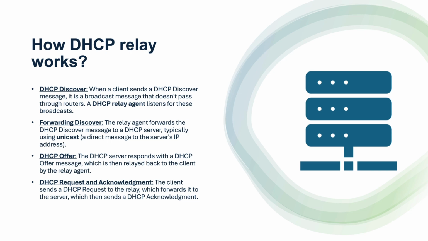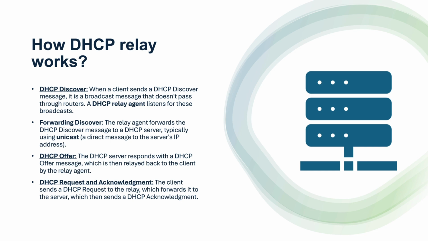Now next, DHCP offer. This message is from server to DHCP relay agent, which is sent or relayed to the client by the DHCP relay agent. Now next, DHCP request and acknowledgement. In this, client sends DHCP request to DHCP relay agent and relay agent forwards the request message to server. Then server responds with the acknowledgement message.